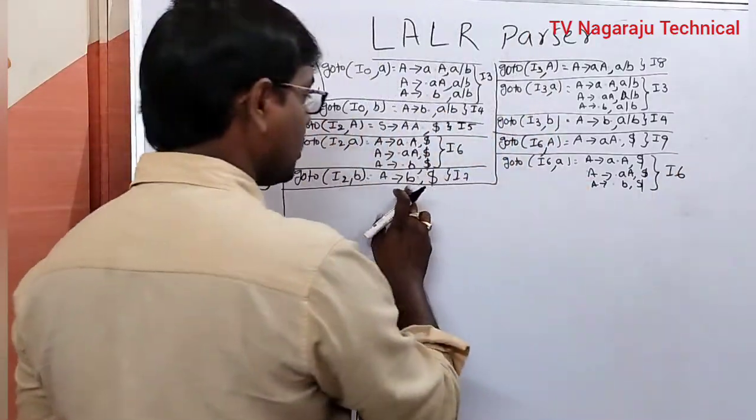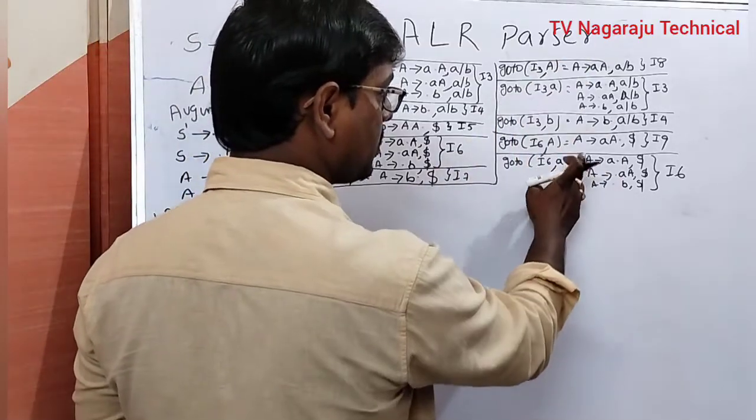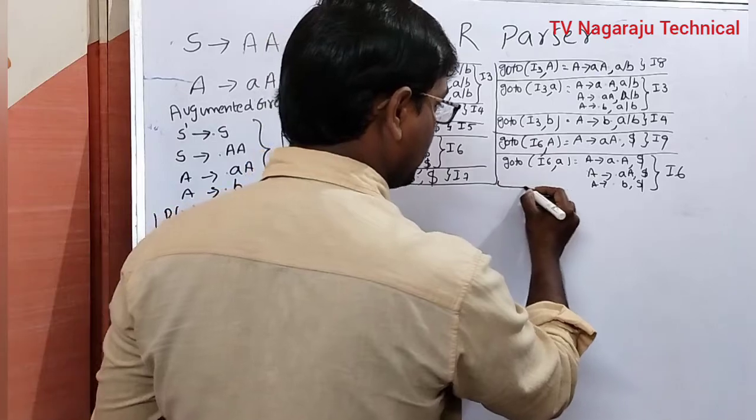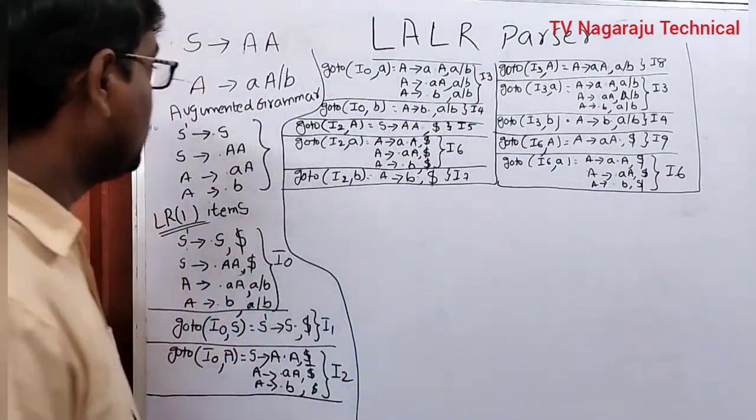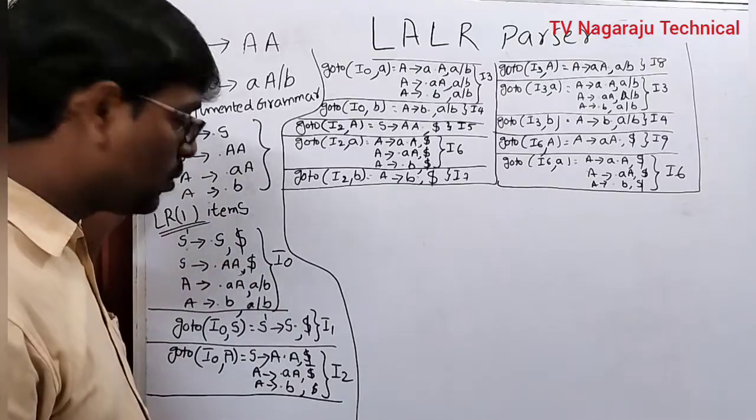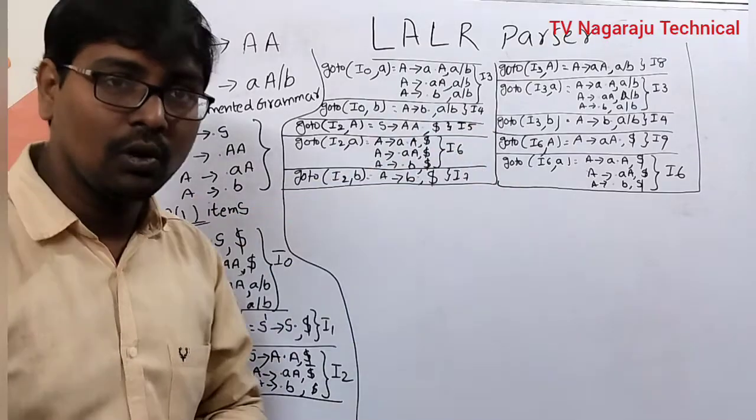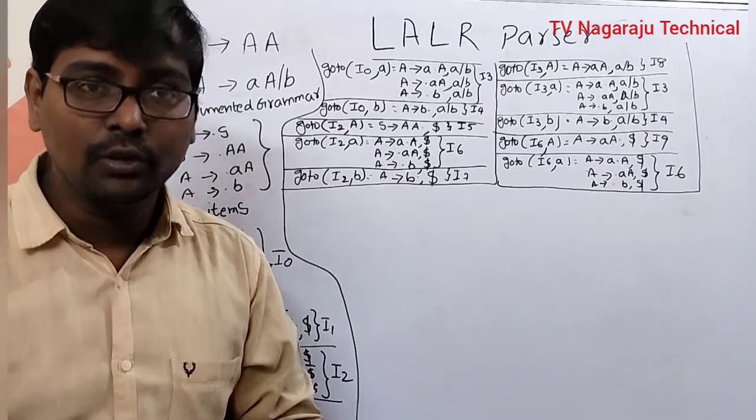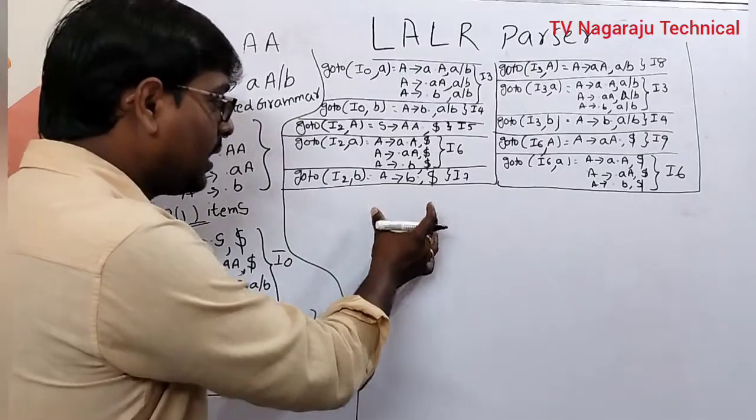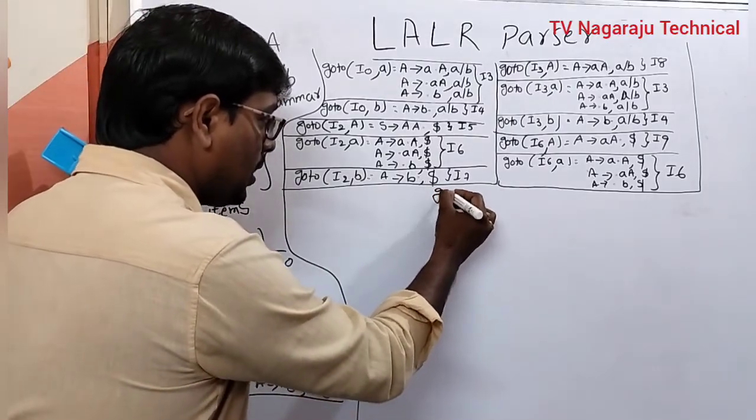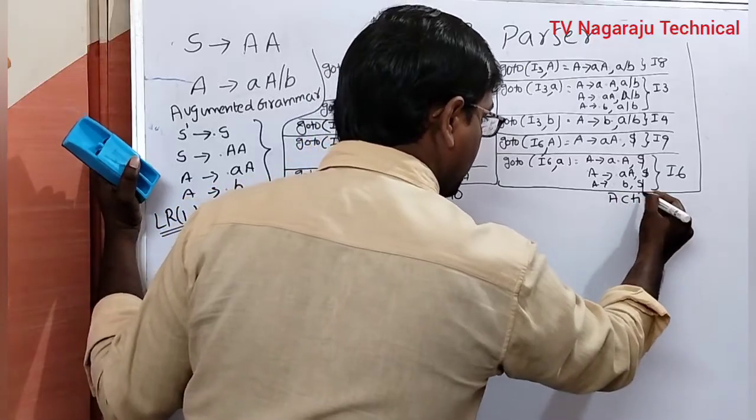Got it? Next, I7, there is no possibility of extension. I8, no possibility of extension. I9, no possibility of extension. So the go-to part is completed. So the procedure is we are writing the augmented grammar in this example. Next we have to construct the shift reduce parser. It contains two parts. One is the go-to part, the second one is the action part.